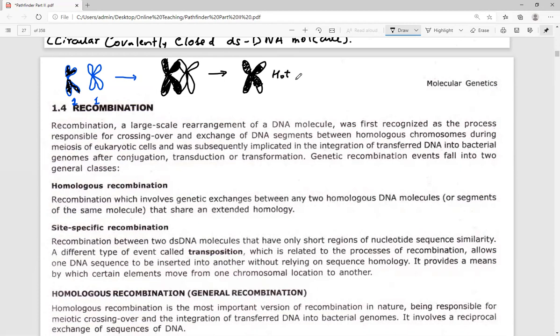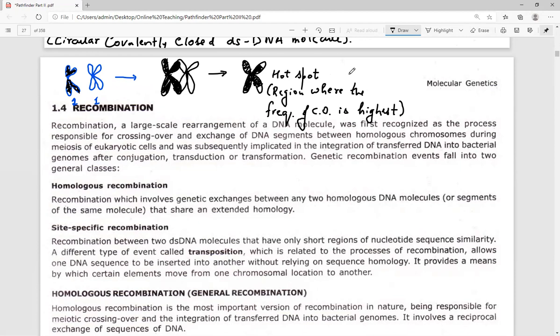Now, what do you mean by hotspot? Hotspot refers to the region where the frequency of crossing over is the highest. The region where the frequency of crossing over is highest is referred to as the hotspot region.